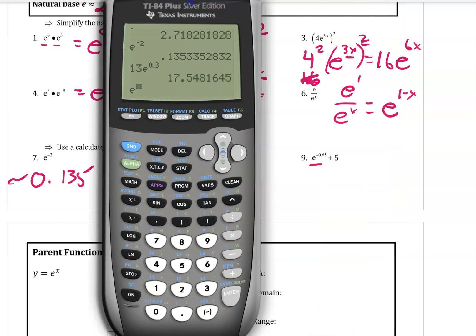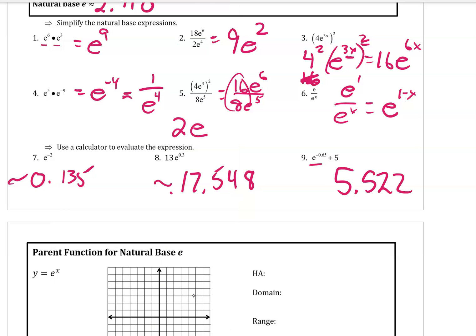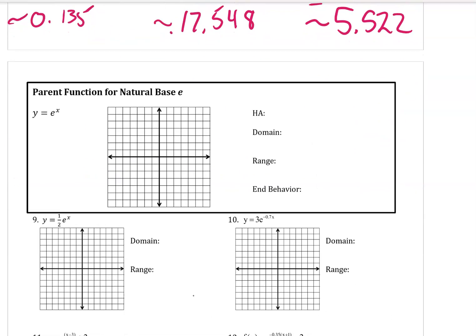e raised to the negative 0.65. And then to that we will add 5. 5.522 approximately. The parent function for natural base e is y equals e to the x. So if we go to plot this, we'll start with powers negative 2, negative 1, 0, 1, 2, 3.